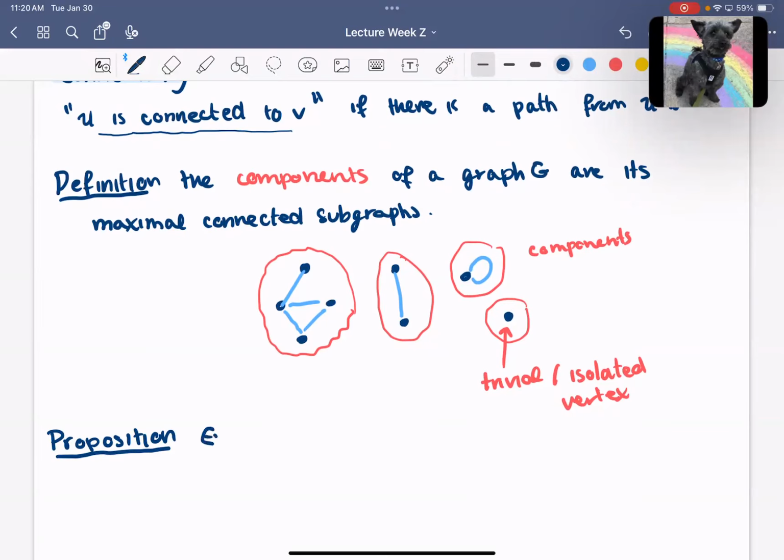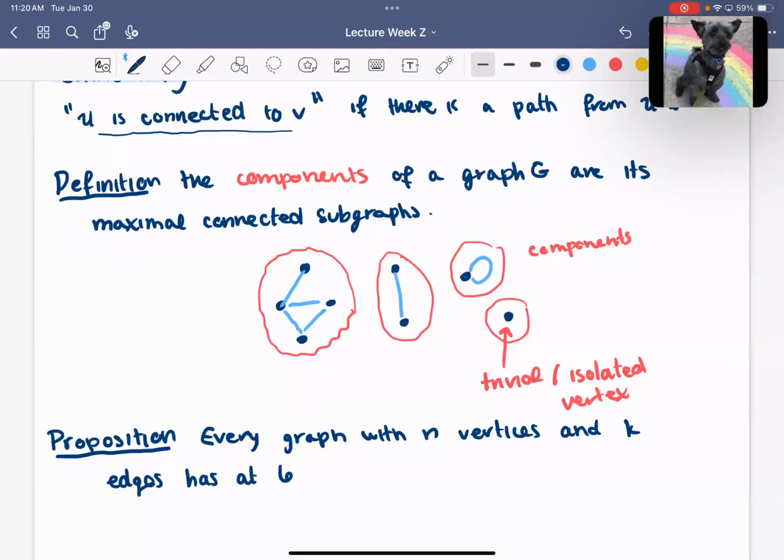It says that every graph with n vertices and k edges has at least n minus k components.